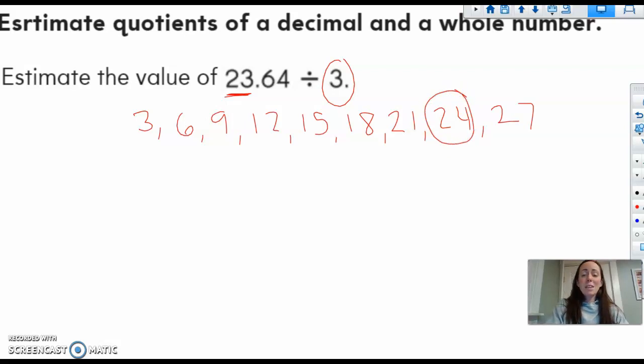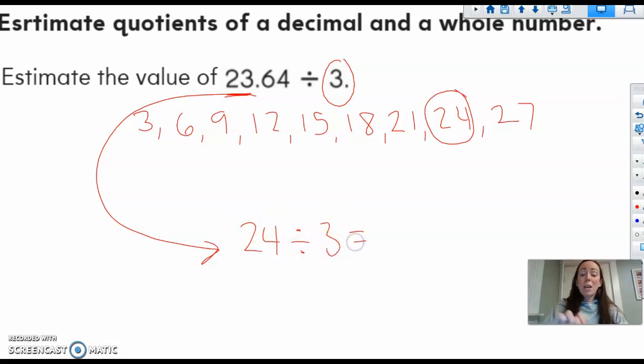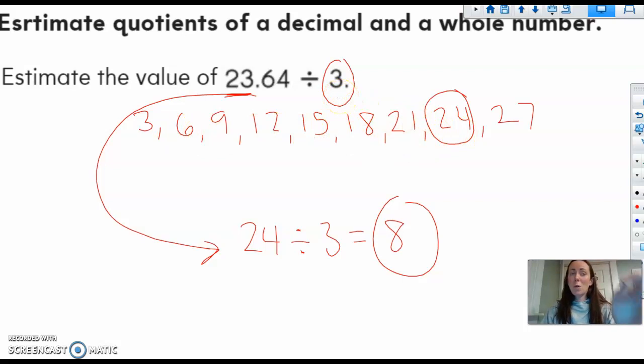So I'm going to take that 24 and I'm going to replace this number, 23 and 64 hundredths, with 24. So now I have 24 divided by 3, which I can do mentally in my head, is going to be 8. Okay, so again, I looked for a number that was compatible with 3. So I would be able to mentally do that division and not have any remainders or anything sloppy in the end. I want a nice, clean answer.